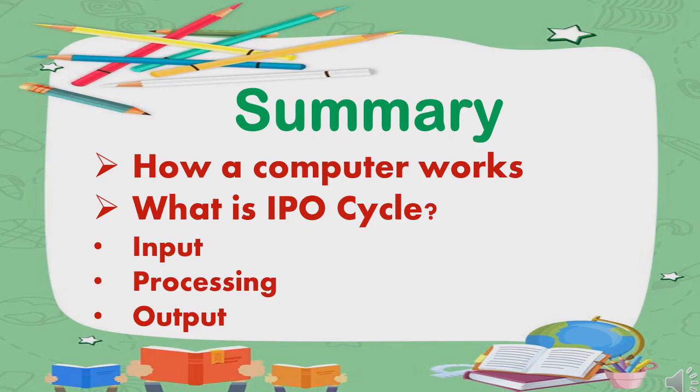Next one is processing. The entered data is processed or changed into meaningful information by the CPU. Next one is output. The result of processing is known as output. The output is displayed through output devices like the monitor or printer.